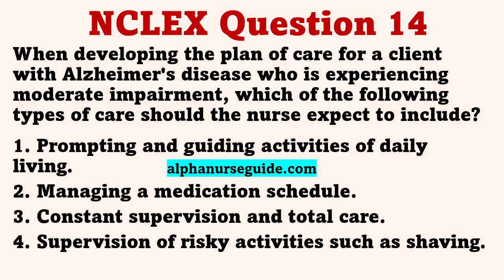The correct answer is 1. Considerable assistance is associated with moderate impairment when the client cannot make decisions but can follow directions. Managing medications is needed even in mild impairment. Constant care is needed in the terminal phase when the client cannot follow directions. Supervision of shaving is appropriate with mild impairment, that is, when the client still has motor function but lacks judgment about safety issues.